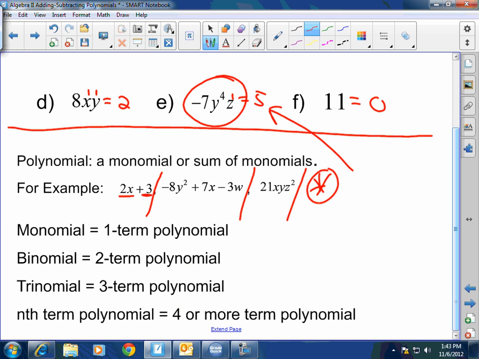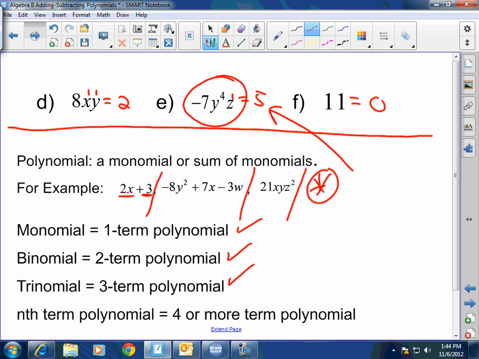Okay, now, a monomial is a one-term polynomial. A binomial is a two-term polynomial. A trinomial is a three-term polynomial. And an nth-term polynomial is a polynomial with four or more terms. So for example, if I have x squared plus 3x minus 5yz plus 8w minus 6, that's five terms. So you would say that's a five-term polynomial. Does that make sense? Yes, no, maybe, kind of, sort of?